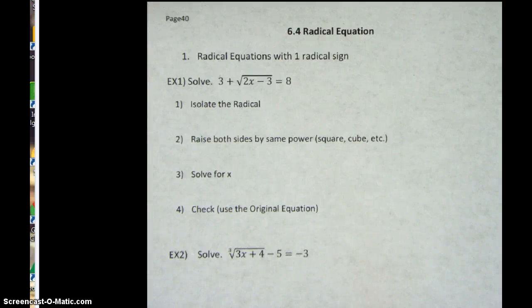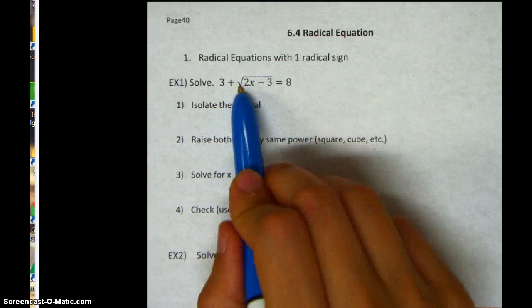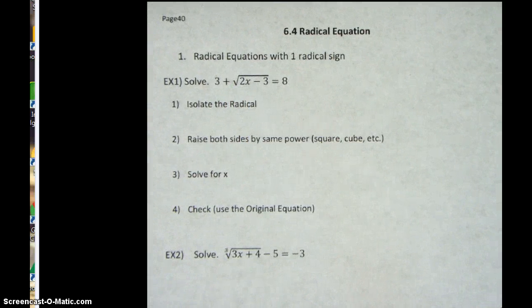Okay, in today's lesson we're gonna learn how to solve a radical equation. A radical equation is just an equation that has a radical sign. Radical signs are the root sign, as you know.